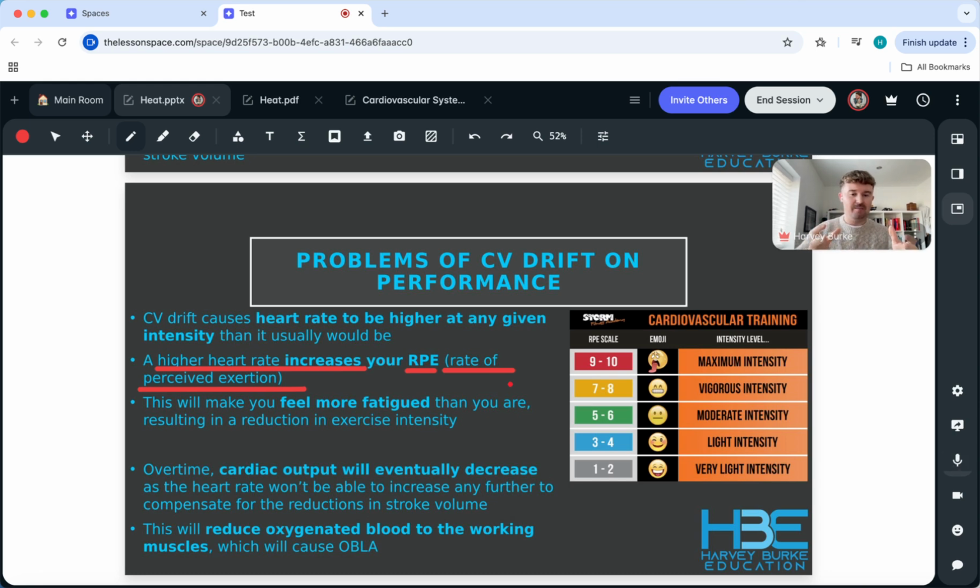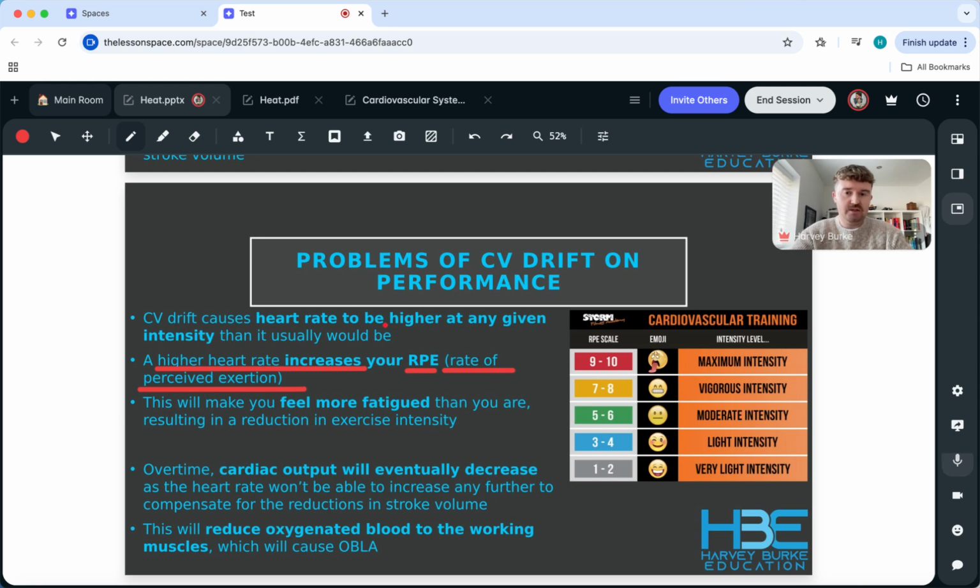So you might think back to when you had to exercise in the summer versus the winter. You might be doing the exact same session, but it feels way harder in the summer. It's just because your heart rate is higher and you feel more exerted than you actually are. So let's say on this RPE scale, instead of feeling at a 5 or a 6, you might be feeling at a 9 or a 10 on the RPE scale when you're exercising in the heat. And that is the issue. It's more of a psychological issue rather than a physiological one.